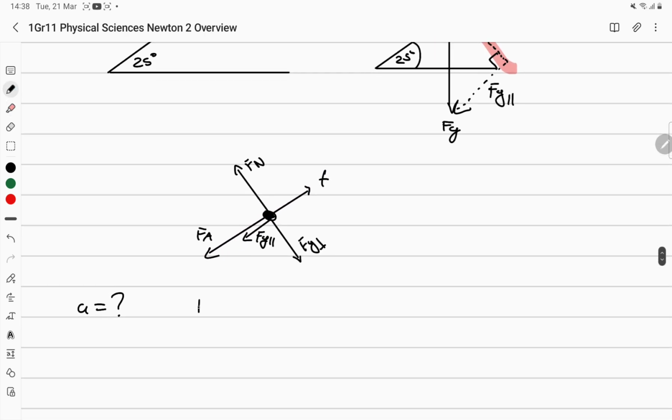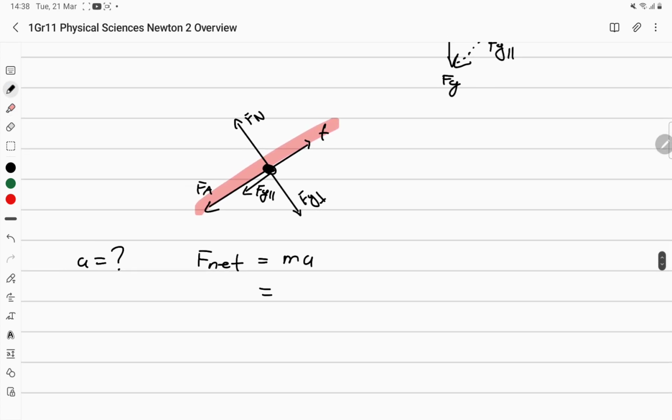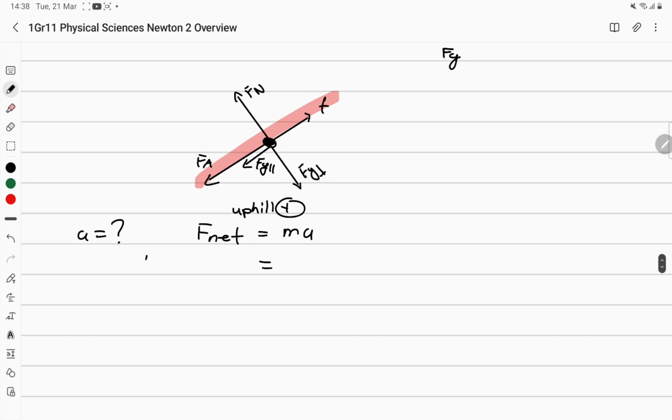So Newton's second law, F net is equal to ma. And we have three vectors in the parallel plane. We have to choose a direction. Let's go uphill as positive. You can say negative, doesn't matter. But uphill is positive, so I have a positive friction plus a negative FA plus a negative FG parallel, and that will be equal to ma.